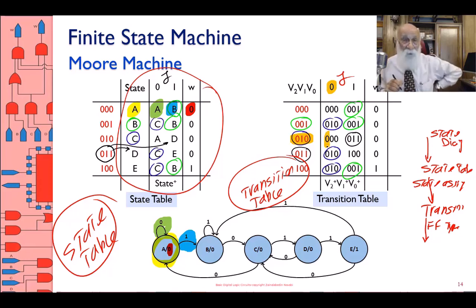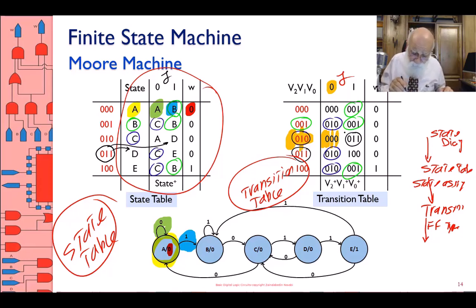the T input of flip-flop number 2 is 0, because it's not changing. 0, 0, see? 0 here, 0 here. The T input of flip-flop number 1 has to be 1, because there is a 1 here, there is a 0 here, it's toggling. And for flip-flop number 0, same thing, the T input has to be 0.